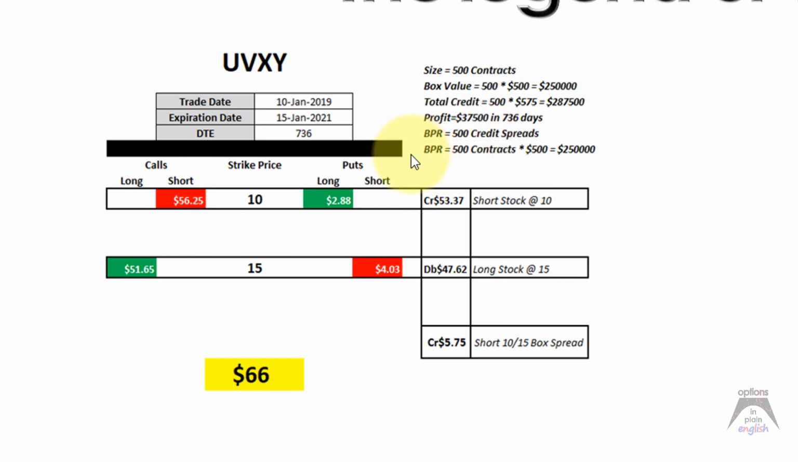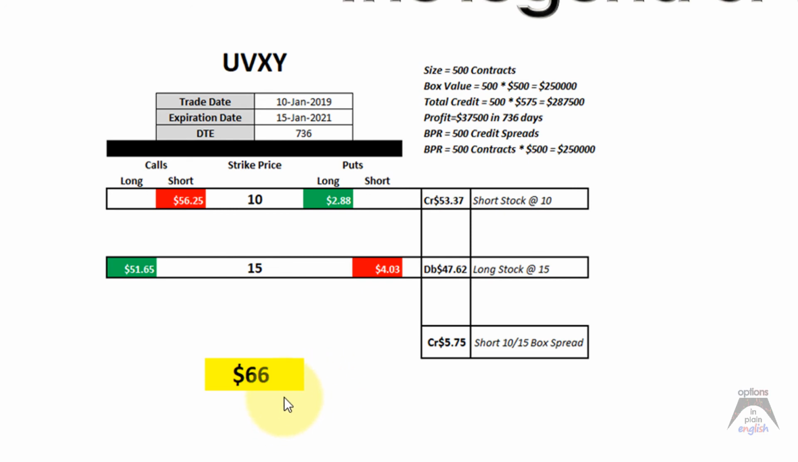It's not going to be in a margin call. Okay, so the buying power reduction is going to be 250K, and he got 287.5K, which means that he's fine. So if he waits and nothing happens, then just collect the $37,500, no problem.